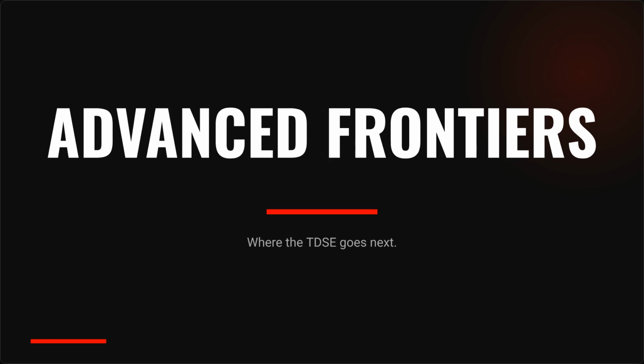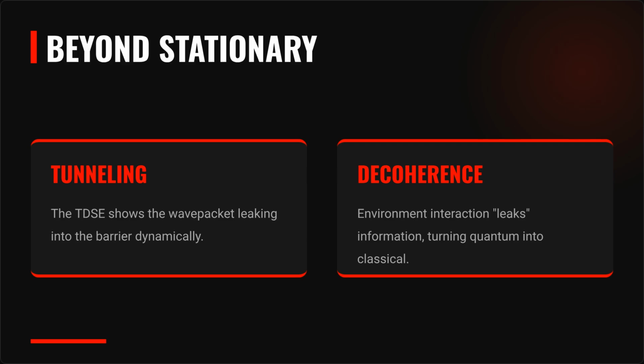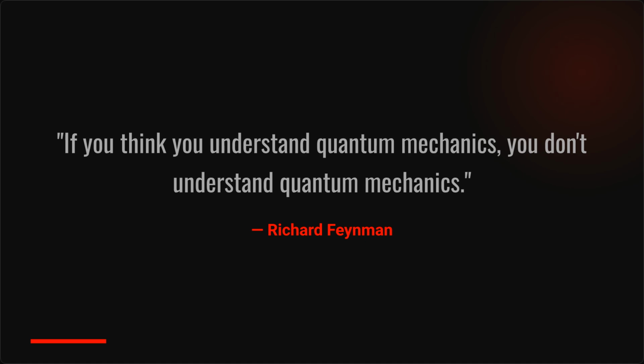Finally, let's look at the advanced frontiers, where the TDSE takes us next. The TDSE is used to model phenomena beyond stationary states, such as quantum tunneling and decoherence, where information leaks and turns quantum systems into classical ones. As Richard Feynman said, if you think you understand quantum mechanics, you don't understand quantum mechanics. This field is constantly expanding.